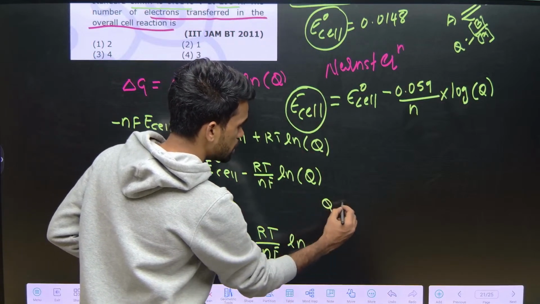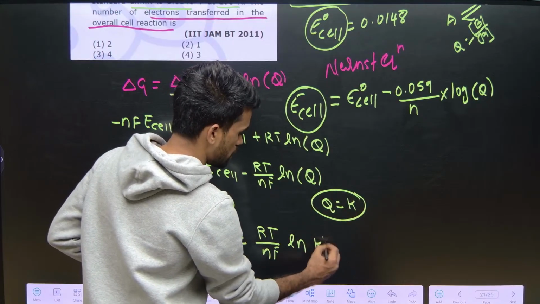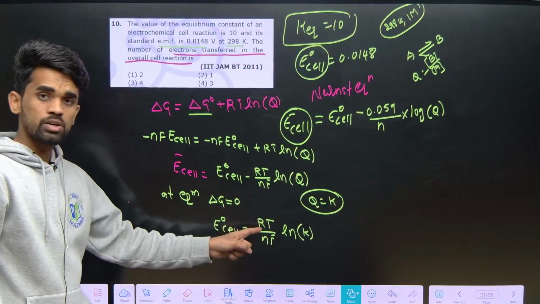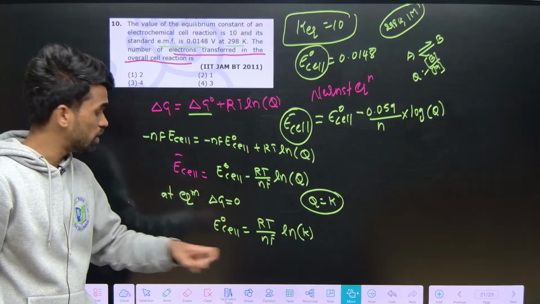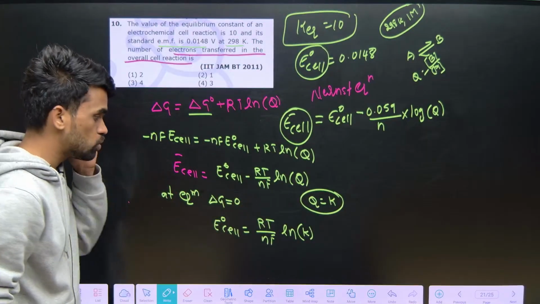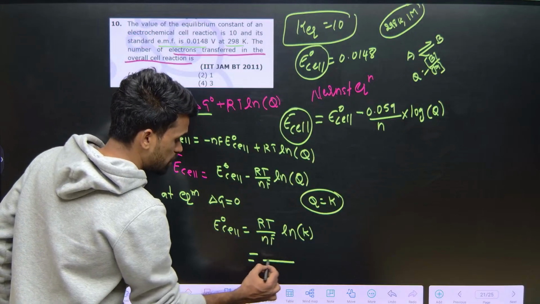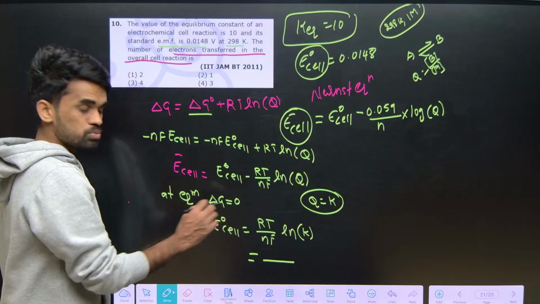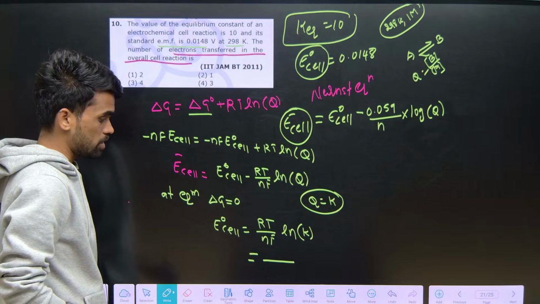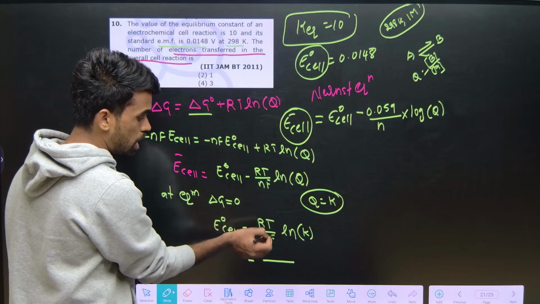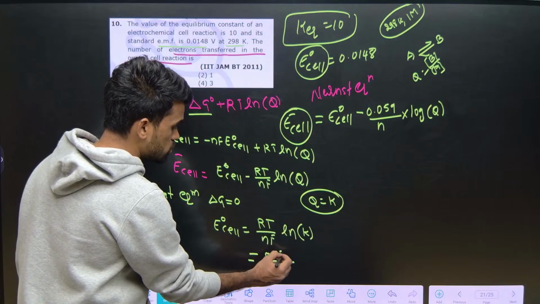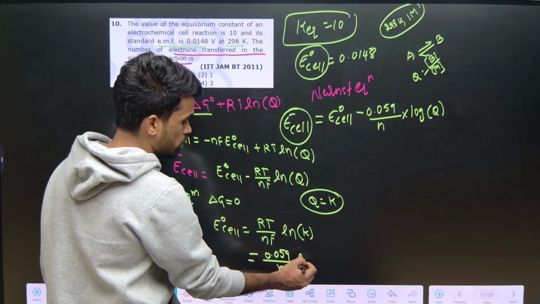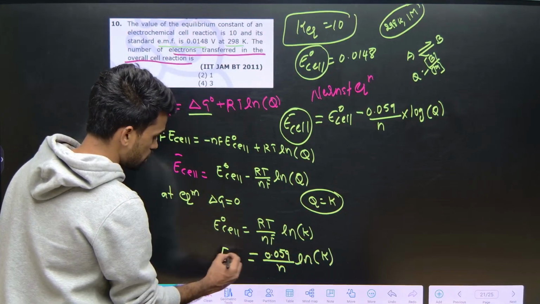So now Q is called K, the equilibrium constant at equilibrium. K is what? Equilibrium constant. Here R is the universal gas constant, T is the temperature they are asking for, and nF. If temperature is 298 Kelvin and F is Faraday's constant, 96500 coulombs, that is 1 Faraday, the charge of 1 mole of electrons. So simply by keeping all those values, you are going to get 0.059 by n log K equals E naught of cell, because n is the number of electrons that depends on reaction to reaction.